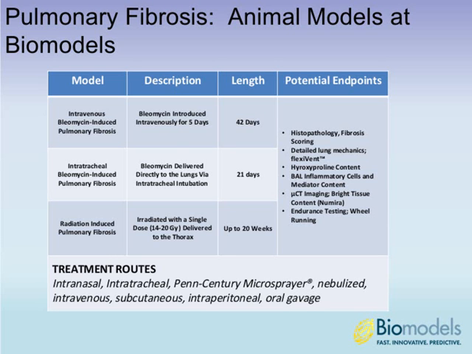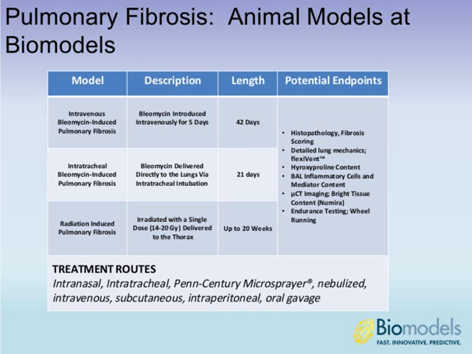And we're also bringing online a radiation-induced pulmonary fibrosis. In this model, mice are irradiated with a single dose, generally between 14 and 20 grays, delivered to the thorax. And this is a more chronic model that can last up to 20 weeks.